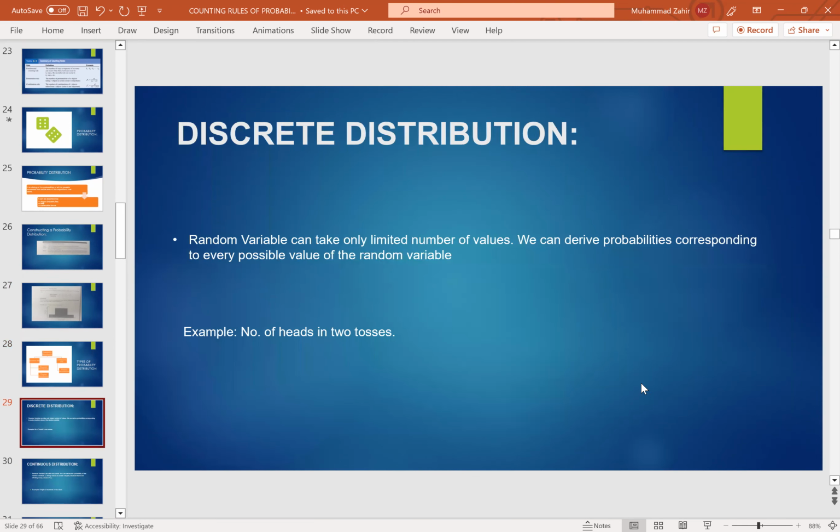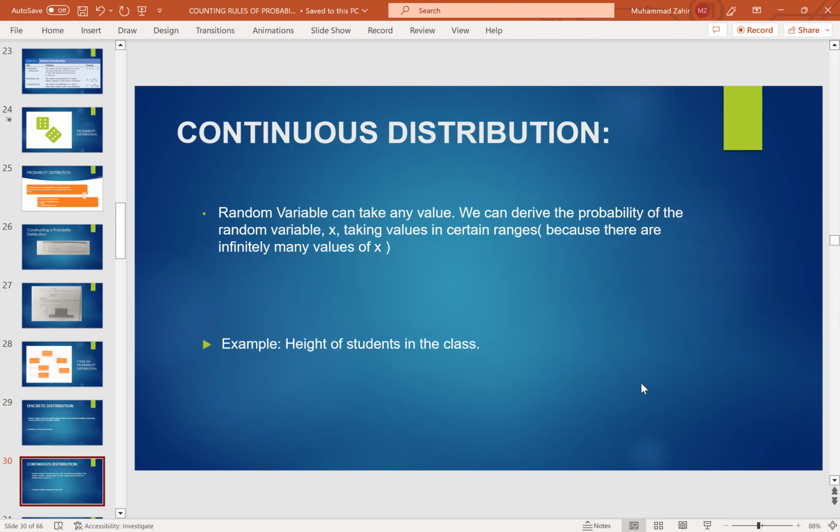In discrete distribution, random variables can take only a limited number of values. We can derive probabilities corresponding to every possible value of the random variable. For example, the number of heads in 2 tosses. In continuous distribution, the random variable can take any value. We can derive the probability of the random variable x taking values in certain ranges because there are infinitely many values of x. So, for example, the height of the students in the class is a continuous distribution.